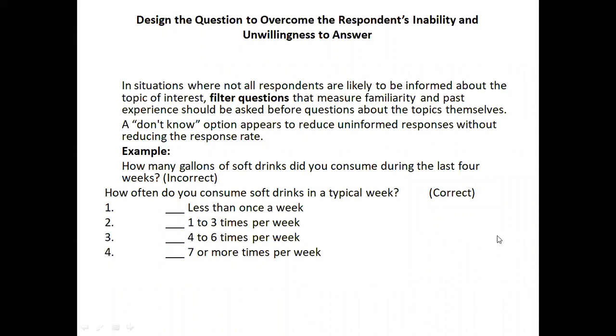You are not supposed to ask the questions which target experience in the initial part of the questionnaire. You have to ask them later. First, you ask the questions related to the topic themselves. A don't know option appears to reduce uninformed responses without reducing the response rate. Sometimes a respondent may not be able to answer a question because he or she can't remember the incident. In those situations, you can use an option called don't know, so that option will reduce the uninformed responses.